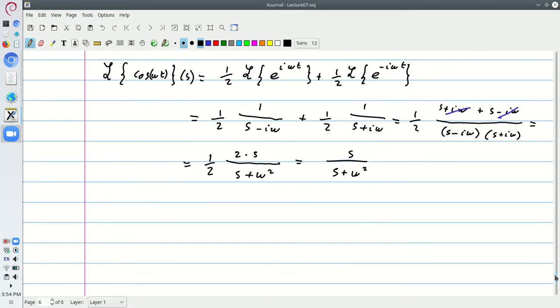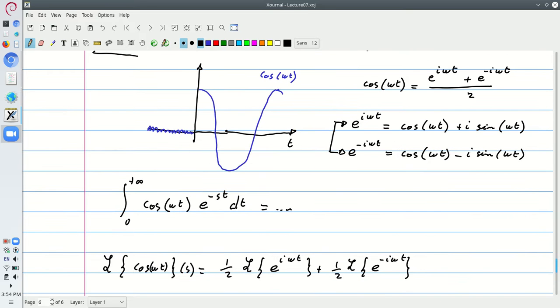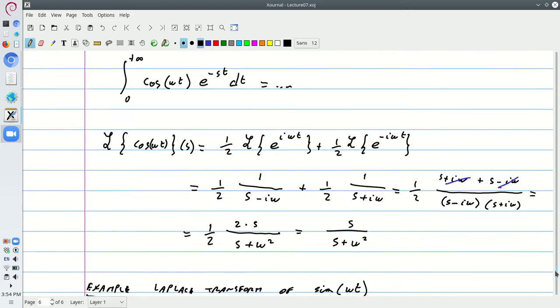Let's consider another example, where we see that we are going to make our life easier if we use the right properties: the Laplace transform of sine of omega t. Well, we could do the same thing here. We could represent sine of omega t using this formula, but why should we?